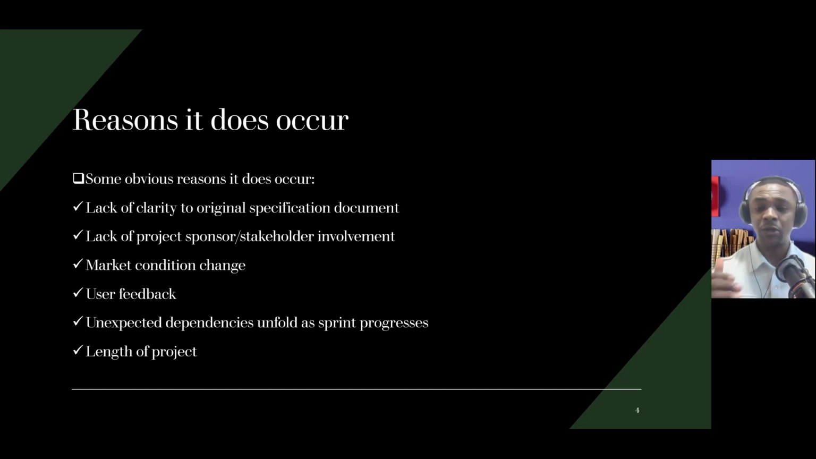Some kind of dependencies could also happen. One thing is dependent on the other. So as the sprint progresses, we could see some dependencies, and in trying to mitigate those dependencies, scope creep could also occur. And last but not least of the reasons behind scope creep is the length of the project. The longer the length of the project, the more the danger or the risk of having scope creep.